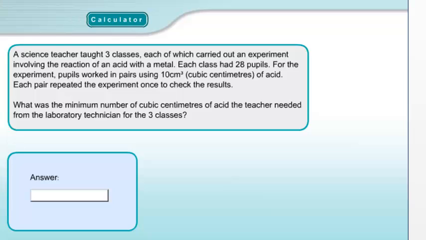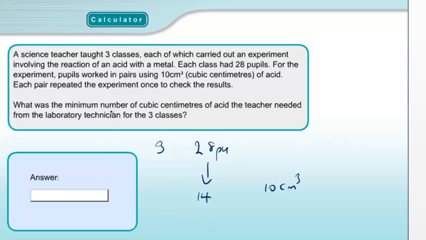In question 12, it might help to use your mini whiteboard for this question and almost treat it as a mental arithmetic question. So here we've got 3 classes who carried out an experiment. Each class had 28 pupils, and they're going to work in pairs, so there's 14 pairs. And they're going to use 10 cubic centimeters of acid. Each pair repeated the experiment once.